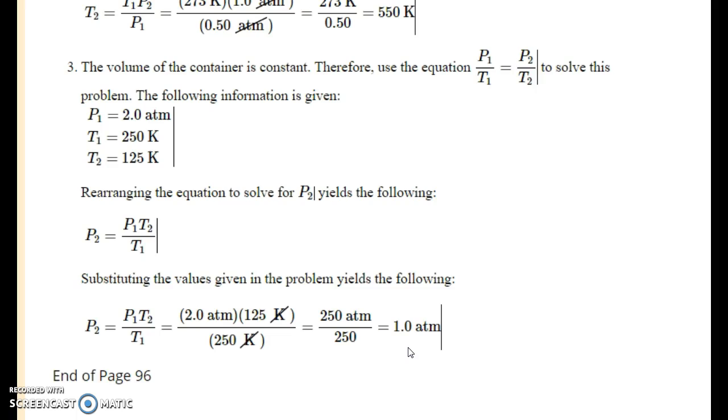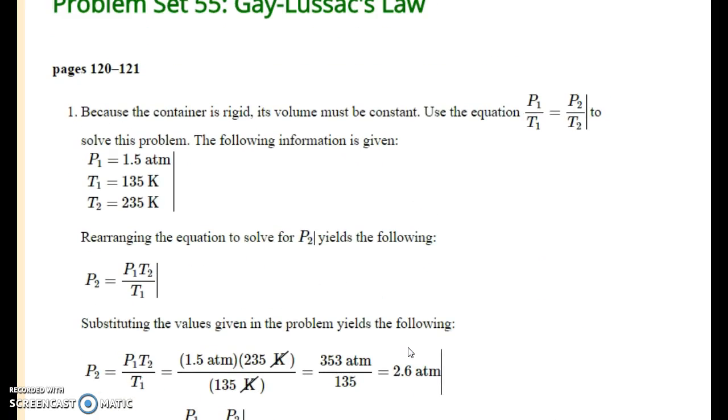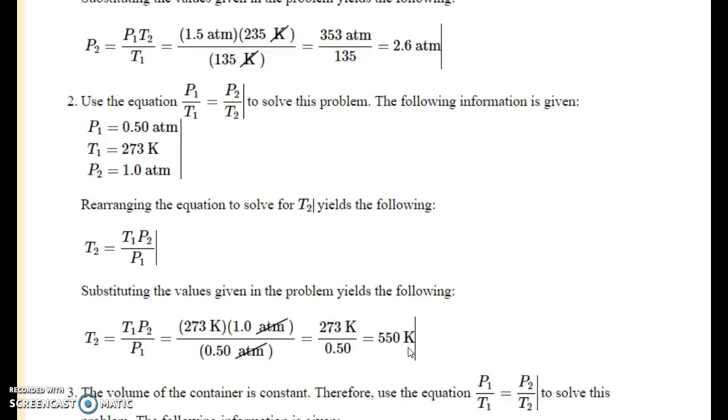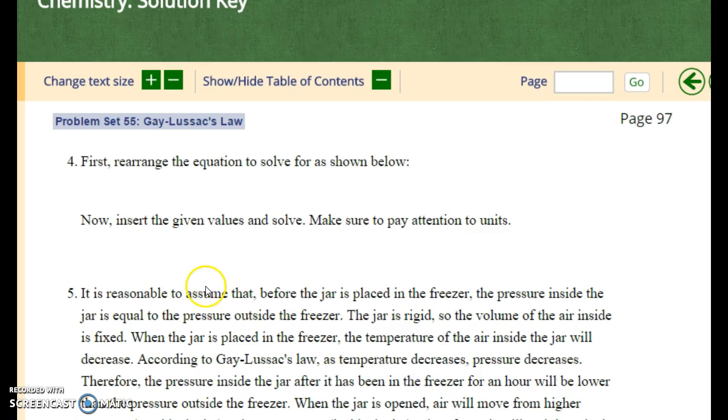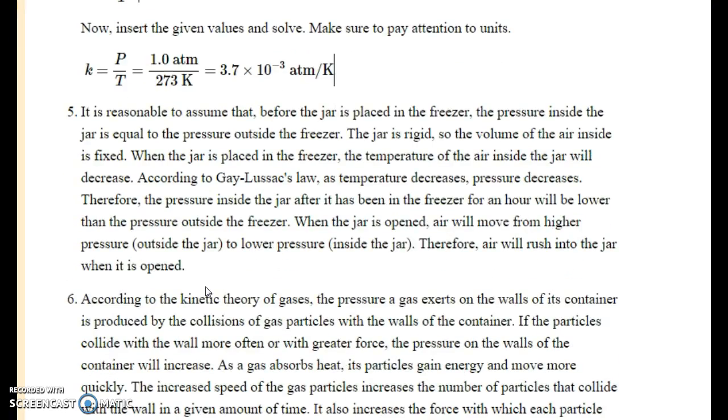And I'm going to go ahead and show you the answers for number 2 and number 1. So again, hit pause as you need it. And then I'll put up 4 and 5 as well. So again, do the ones that you need to.